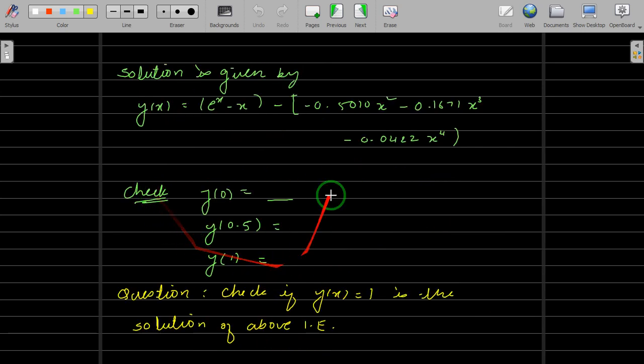So this is just extra work I have given you. I told you to check what is y at 0. So you put x equal to 0 in your y function and find the value. Then find what is y at 0.5, and what is y at 1. And this is the extra question I told you: check whether y of x equal to 1 is the solution of this equation or not. Alright? Clear?